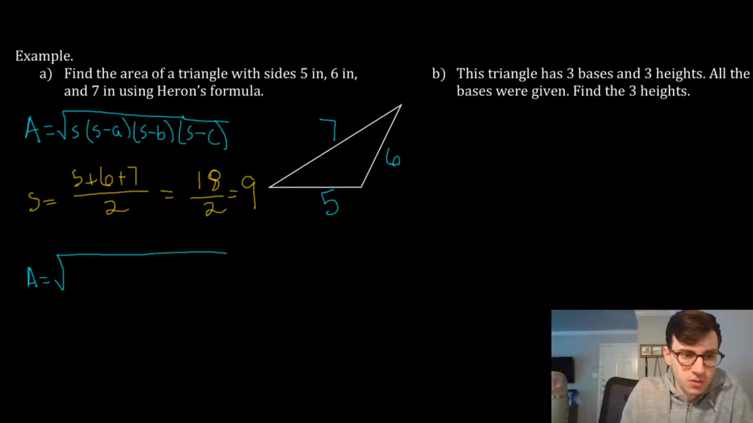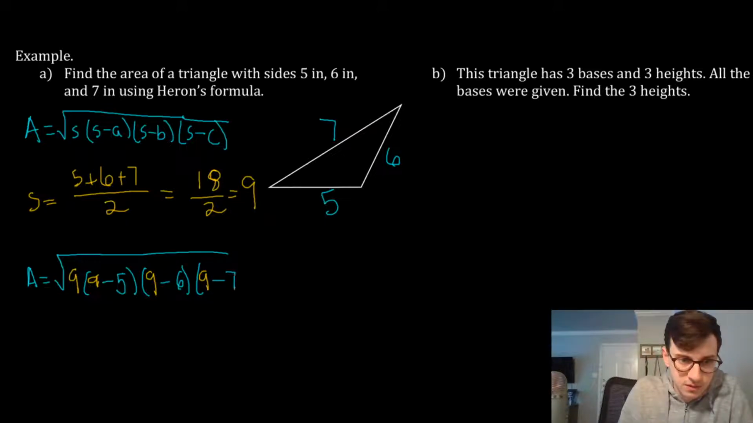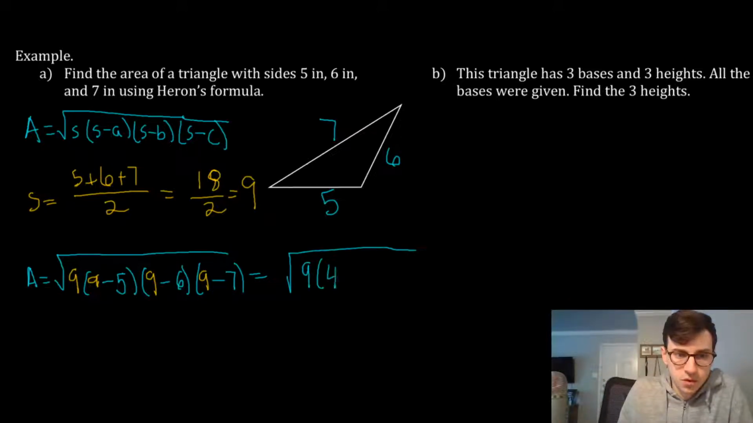So then, if we're talking about the area, it equals the square root of 9 times 9 minus, well, we'll say A is 5. 9 minus 5. 9 minus 6. And 9 minus 7. Which is the square root of 9 times 4 times 3 times 2.